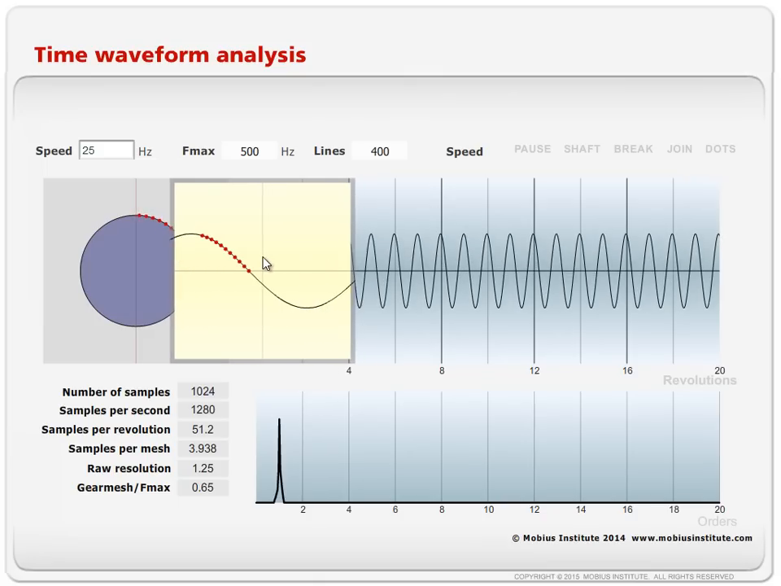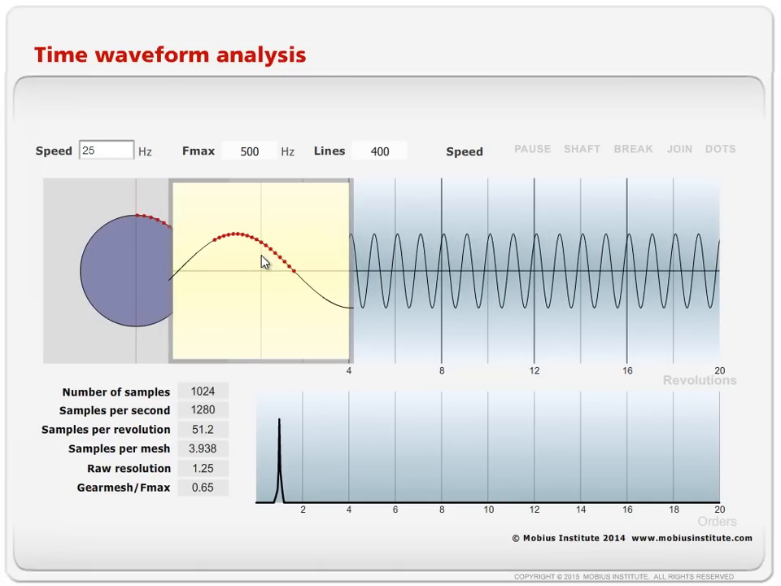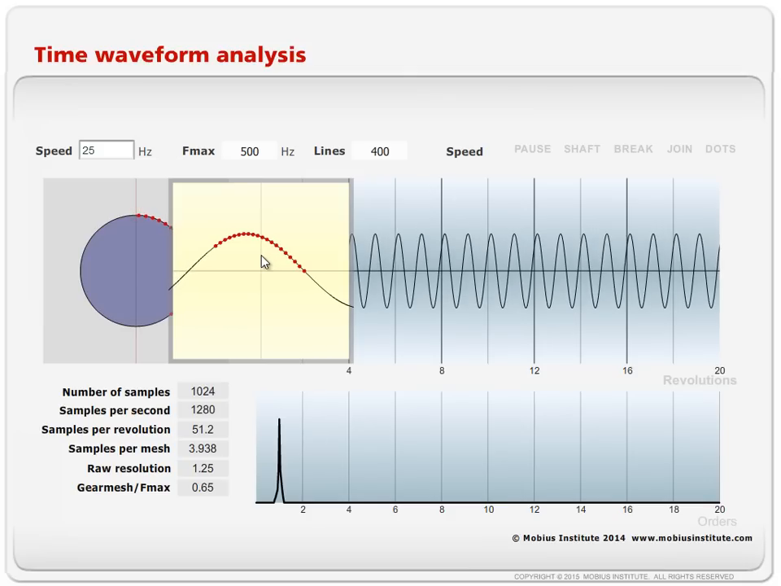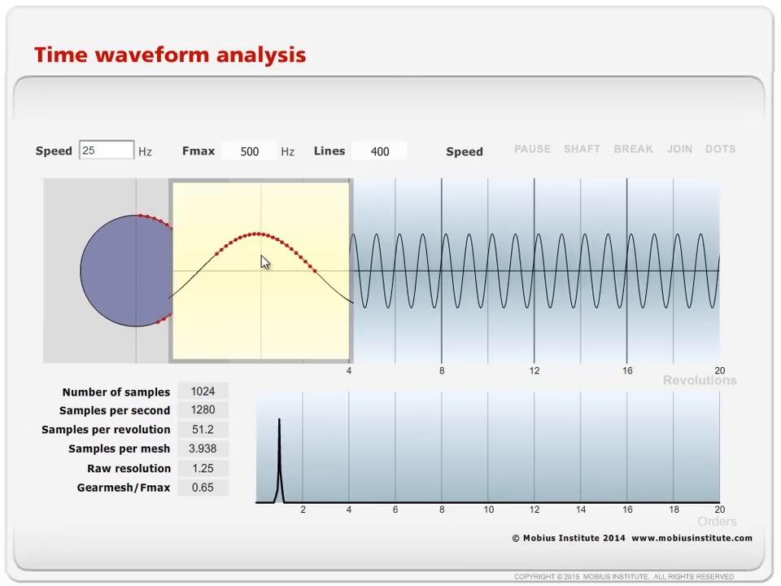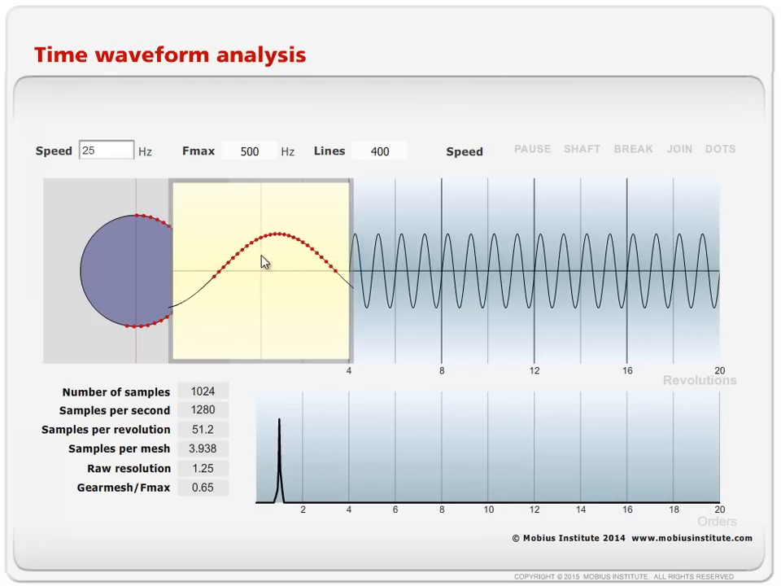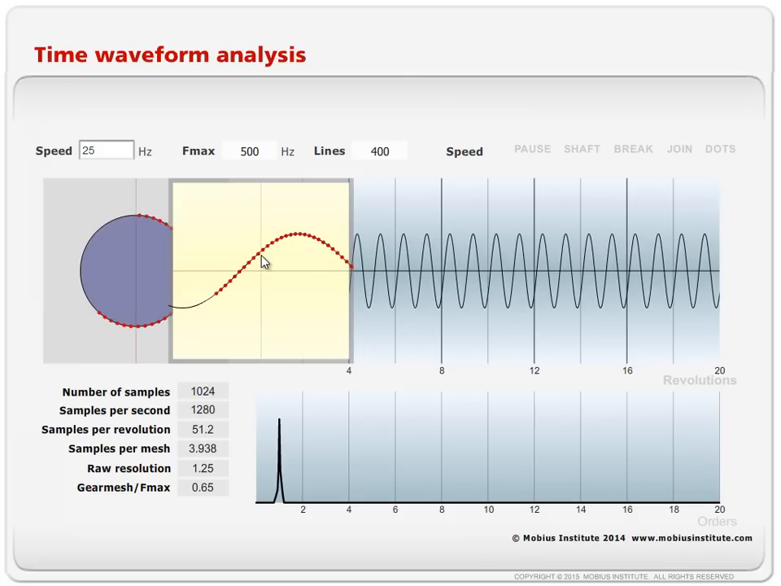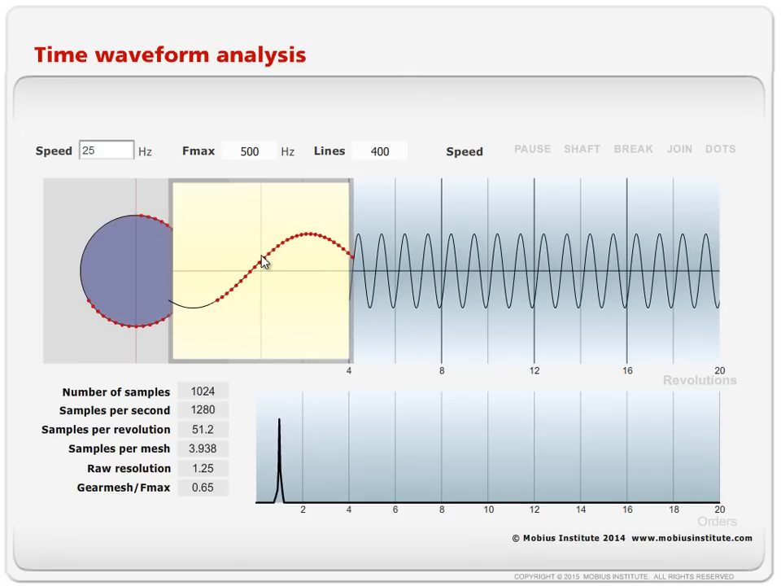Now, remember I said time waveform analysis is a little bit like using a video camera. And you're probably aware that a video camera records, I think it's 24 frames per second, because when you play those 24 frames a second back, our brains can't tell that it's just 24 pictures that we looked at in that second. It looks like it's all continuous.